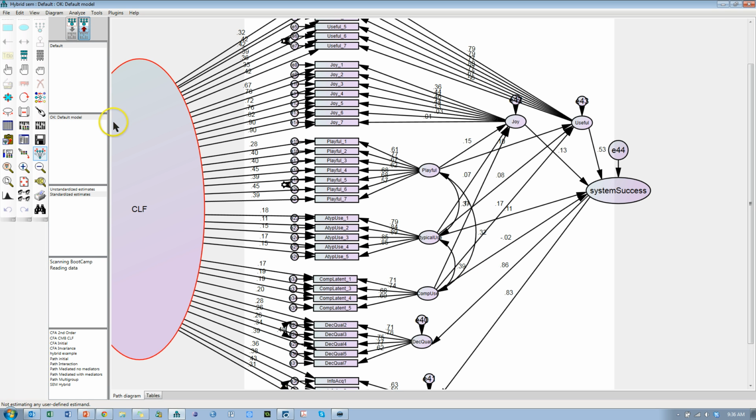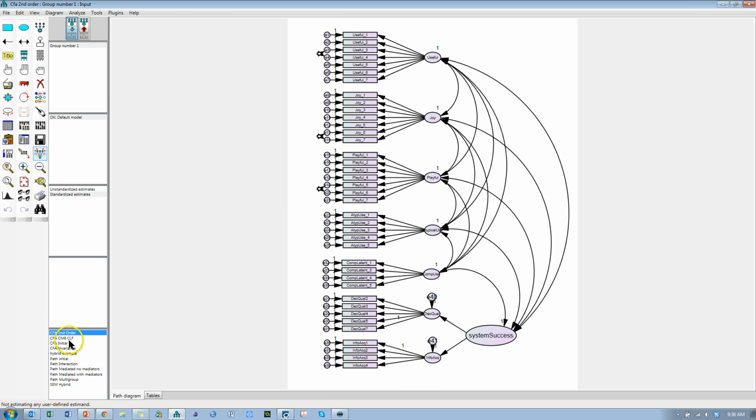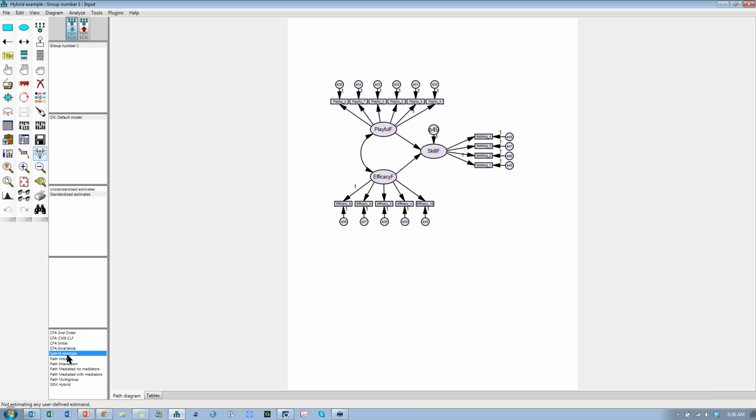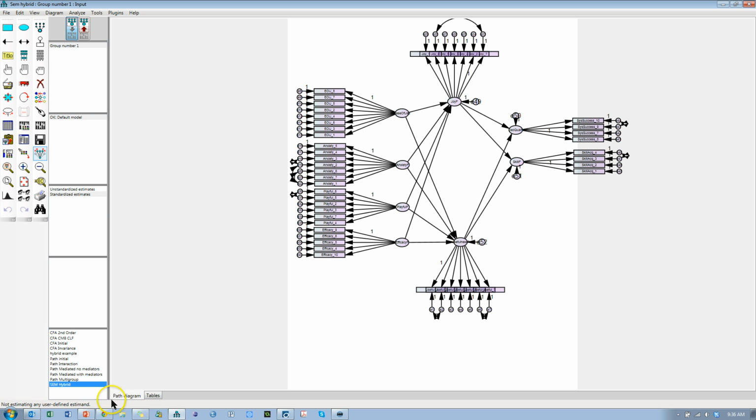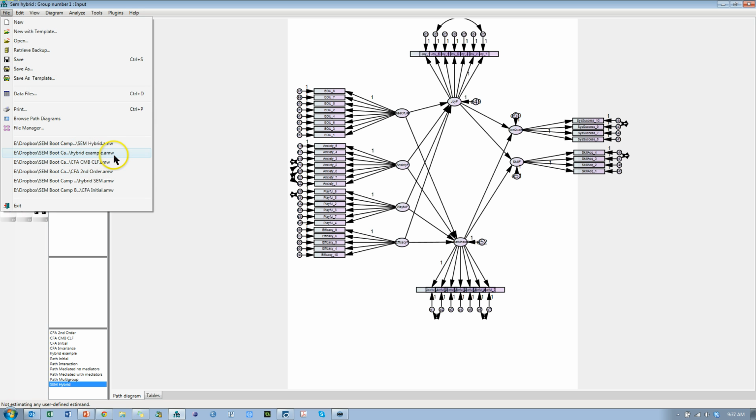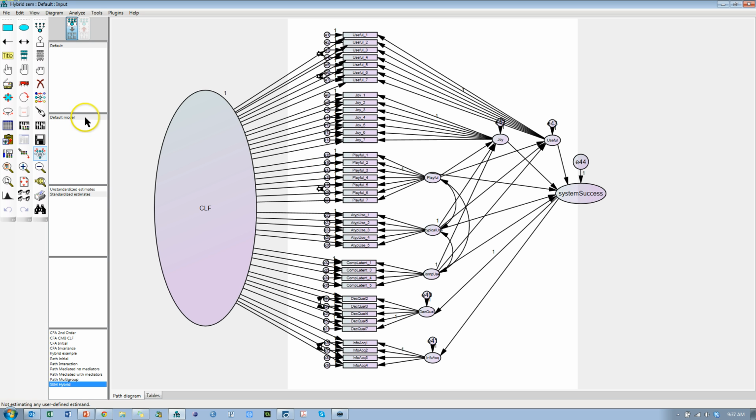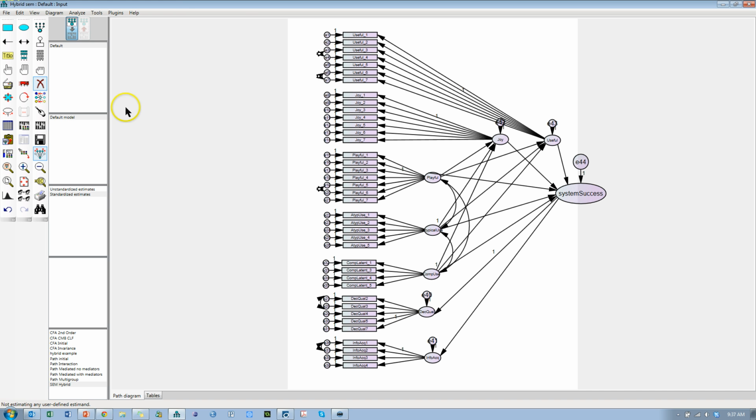Hey, it ran! And it ran poorly. So, at this point, I'd probably get rid of the CLF, because I'm just not that patient. I also forgot a line between playful and system satisfaction. There we go. Kill the CLF. And I can't because it's red. Why is it red? Because it's Amos. Let me save it. Go to a different model. Go to this model again. Oh wait, was that the model? No, we're on the hybrid. SEM hybrid. No. Oh, it didn't show up. Here we go. Right here. There it is. And now it's not red and I can kill it. Okay, now this should run.